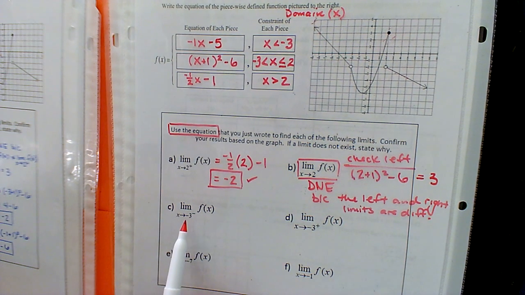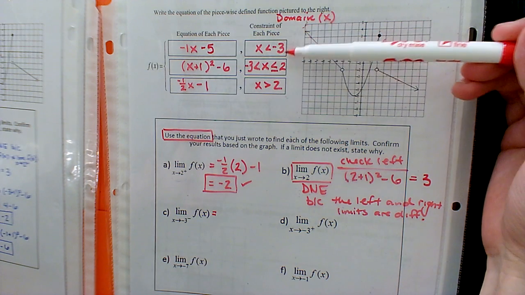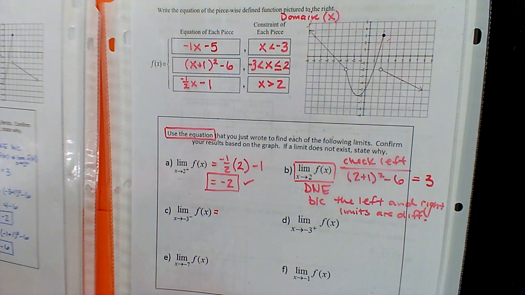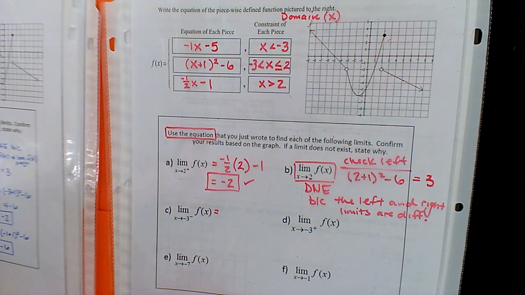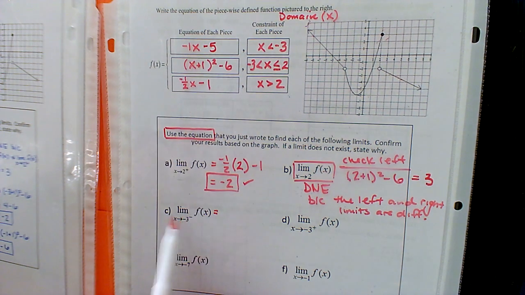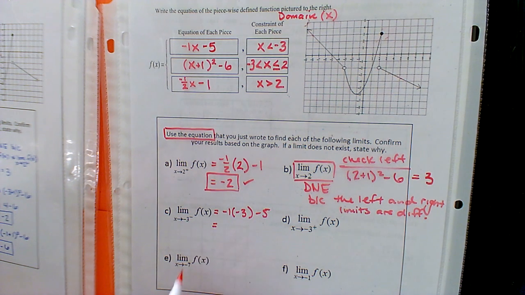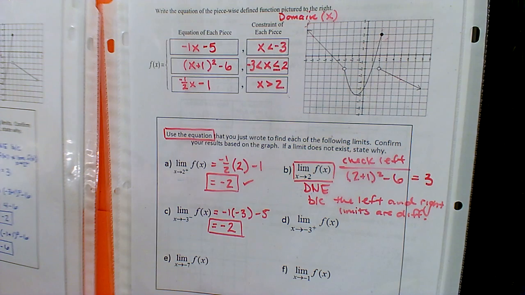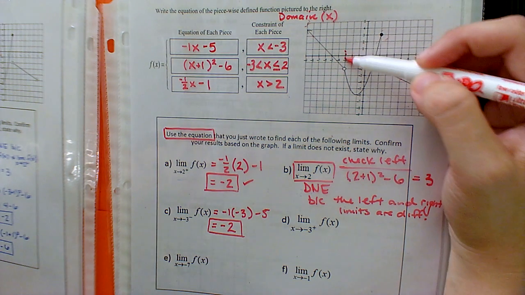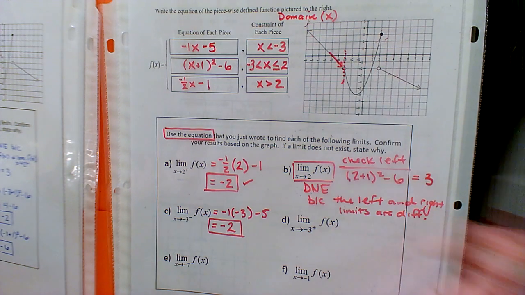If we were to approach -3 from the left, which one of these constraints involves numbers to the left of -3? The first one. All right, so in our first equation, we're going to directly substitute in -3. Looks like we get 3 minus 5, which is -2. We could check that graphically because we have a picture at that value of -3. Come in from the left, you're approaching -2. Checks out.